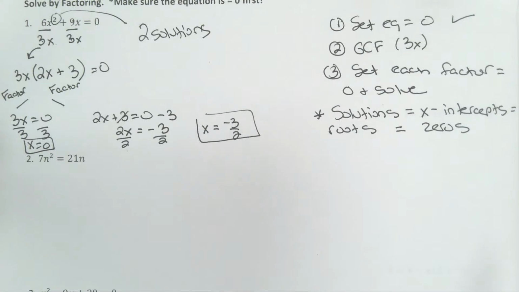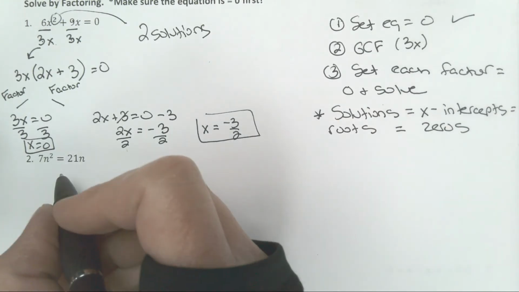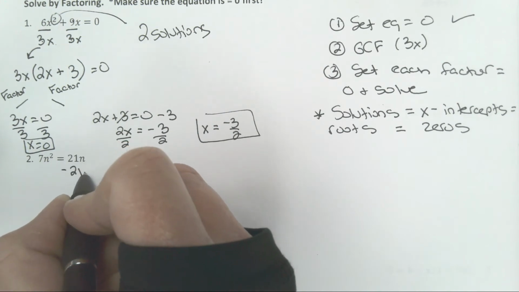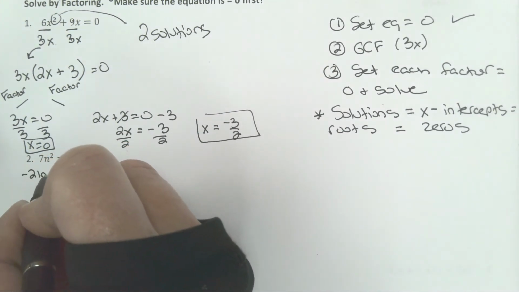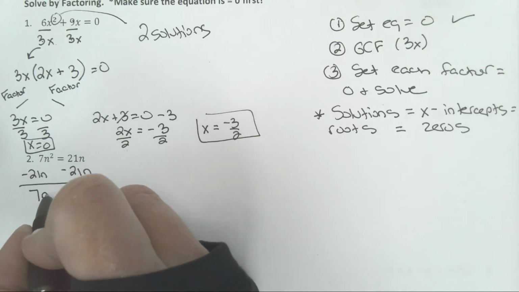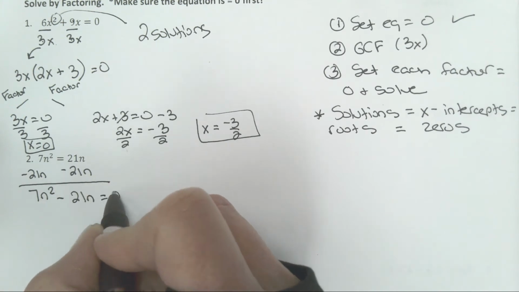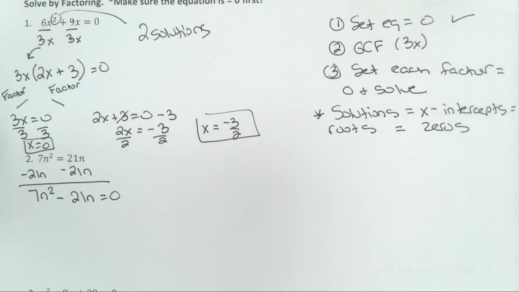Number 2, we said it had to be set equal to 0. So I'm going to subtract my 21n over to the other side. These are not like terms, so I'm just writing it down. Once I've done that step, now it basically looks just like number 1.